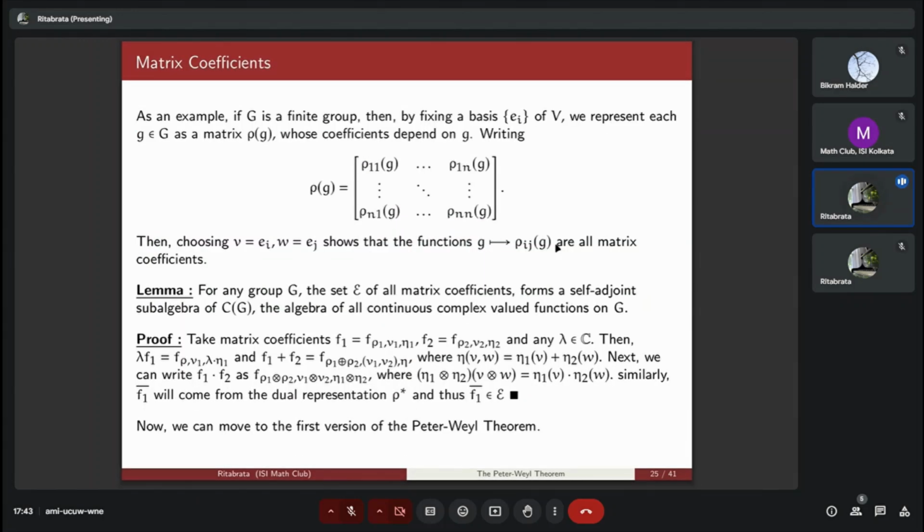In representation theory, this is very common. There is something called characters which we will not discuss in this talk, but they are pretty important. Basically, in representation theory, sum comes from direct sum, product comes from tensor product, and conjugation comes from dual. You can just take it as a slogan. So now we can move to the first version of the Peter-Weyl theorem. We have developed all the necessary background. Can I move now?